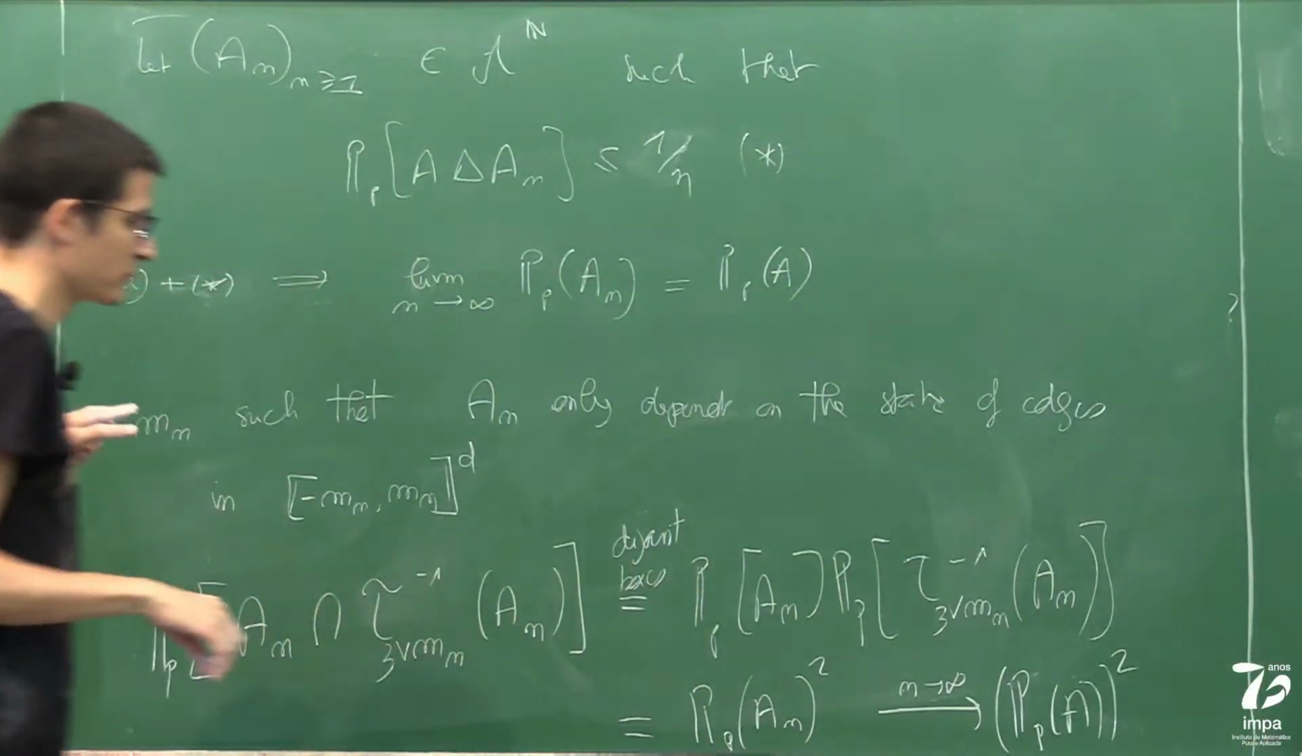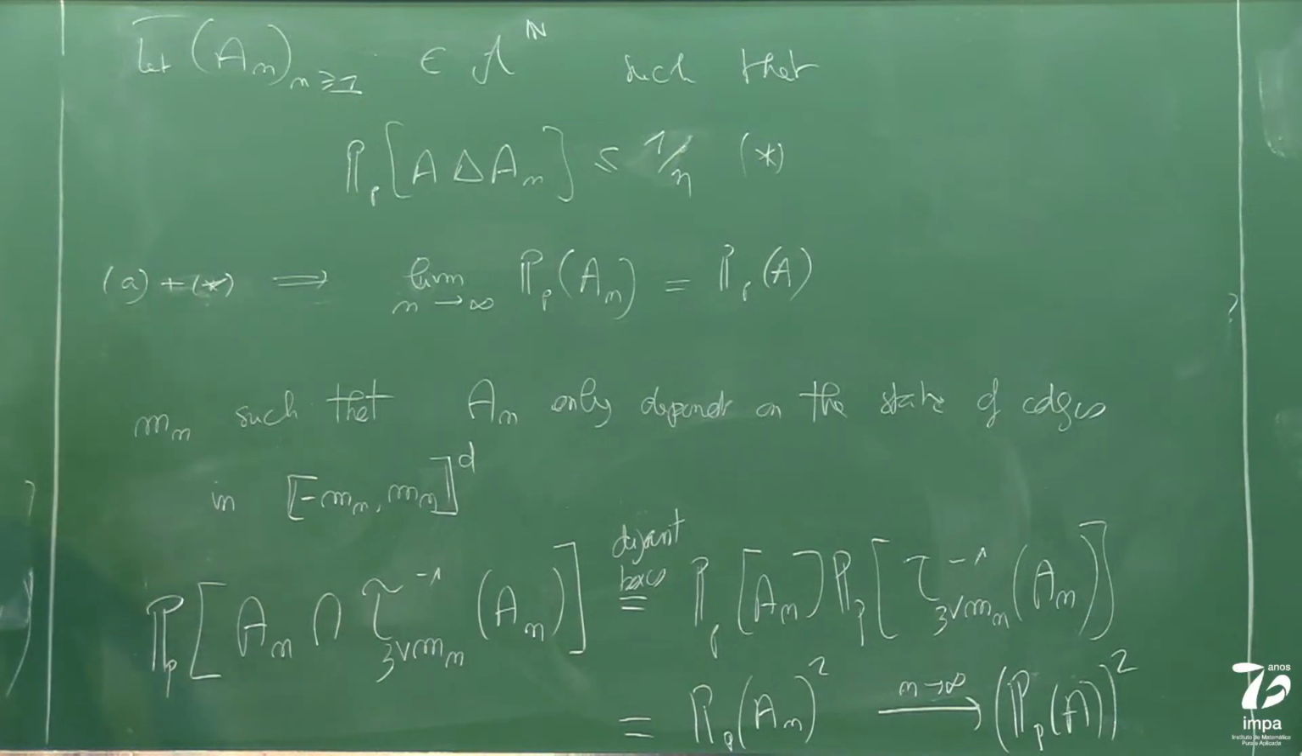Now what I'm going to prove is that this also converges to pp of A, and then this will be fine because I know that pp of A is equal to pp of A square.